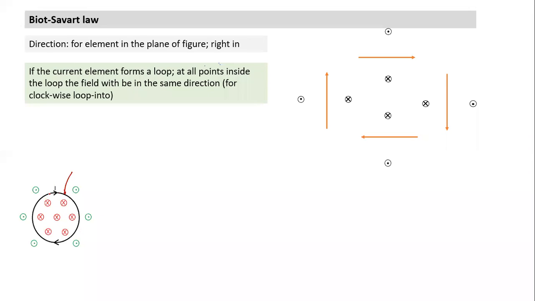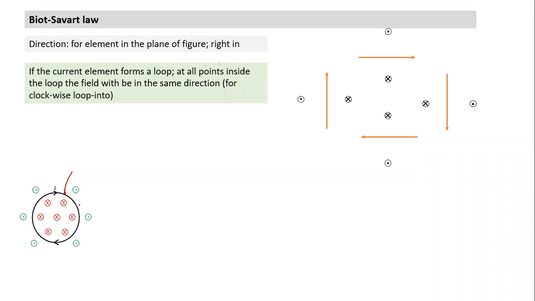So if you have any loop, whatever shape the loop has, the field due to current in a planar loop will be perpendicular to the plane containing the loop. It will have one direction within the loop. It will have the opposite direction outside the loop. How do you find the direction? Again, right hand thumb rule.